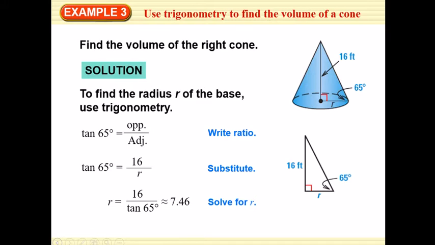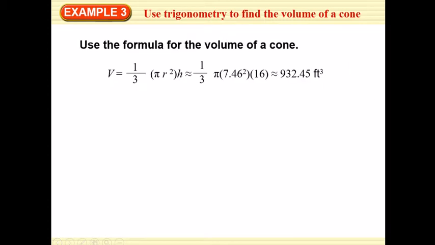Alright, we are not finished with the problem. That just gave us the radius. So then into my final formula, I plug in my approximated radius and my height, and I get about 932.45 feet cubed, or cubic feet.